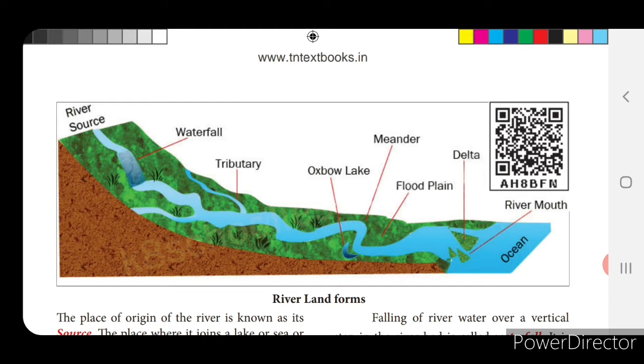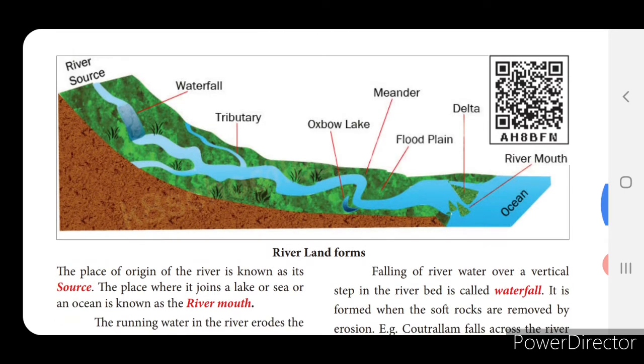From there it will fall. From the mountain region it will flow or fall to the lower places. That water path we call a waterfall. The place of origin of the river is known as its source, and the place where it joins a lake, sea or ocean is called the river mouth.